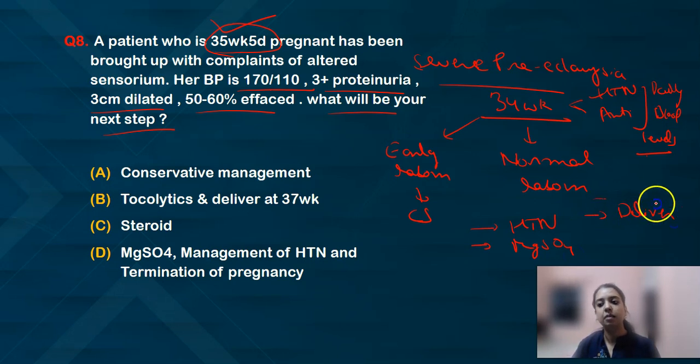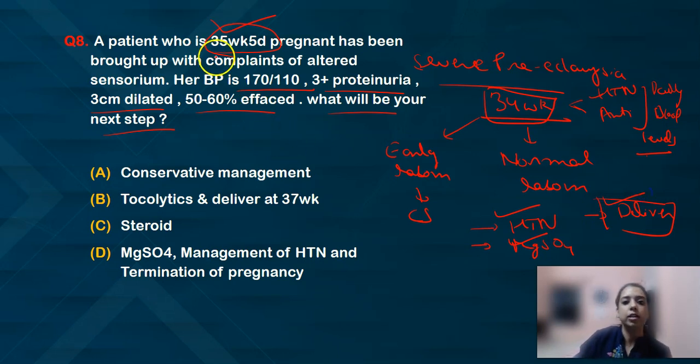So the treatment of preeclampsia is delivery. Before delivery, the preeclampsia cannot be corrected. You just have to wait till you reach an appropriate gestation. So antihypertensive, yes, anticonvulsant in all, and you have to deliver. Since she is 35 weeks 5 days with severe preeclampsia, we have told you after 34 you terminate. The answer is Magsulf, management of hypertension and termination.